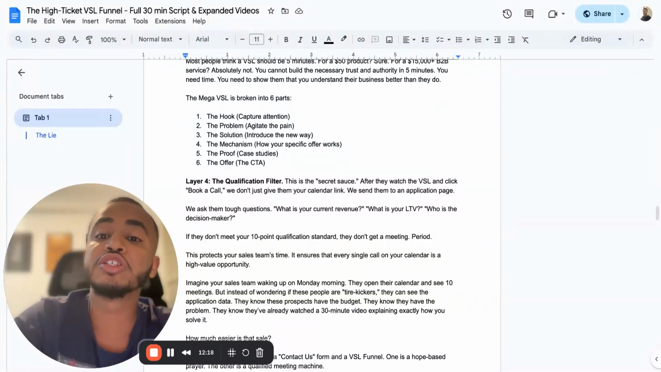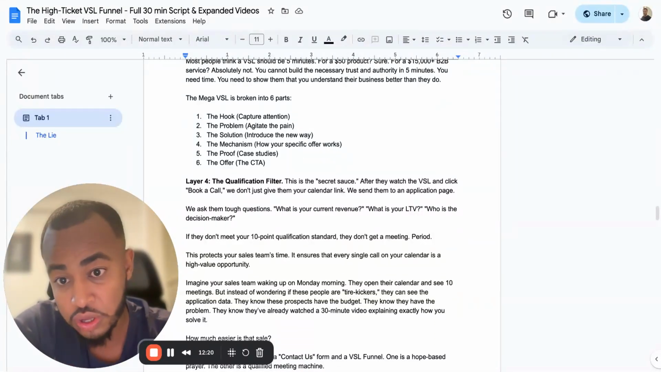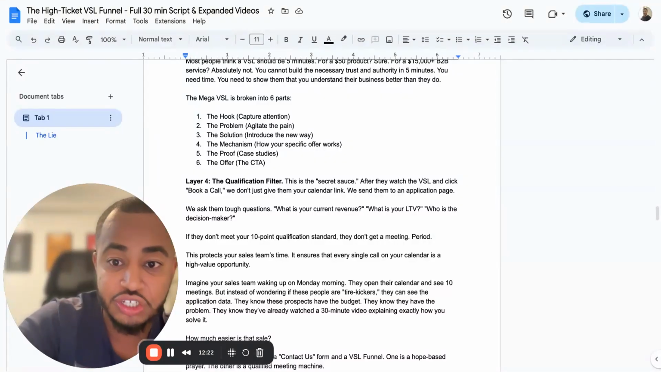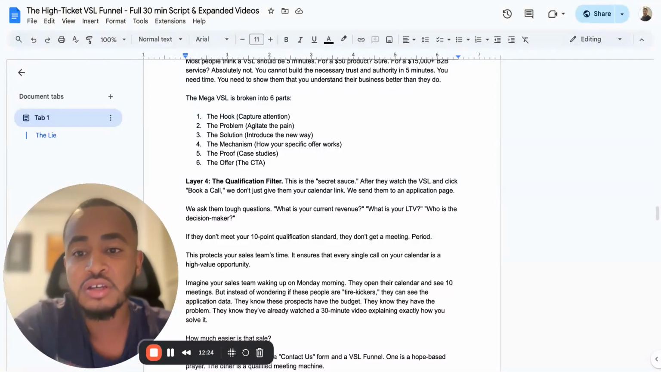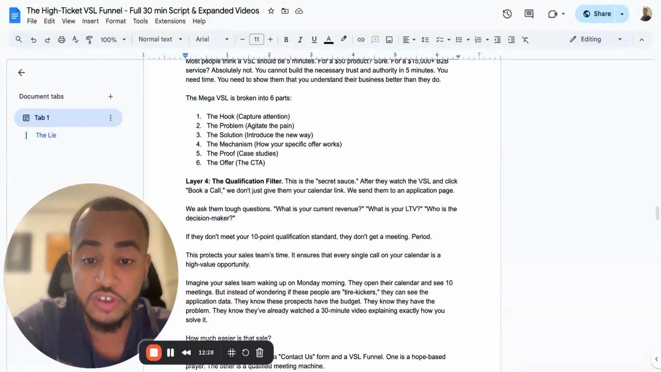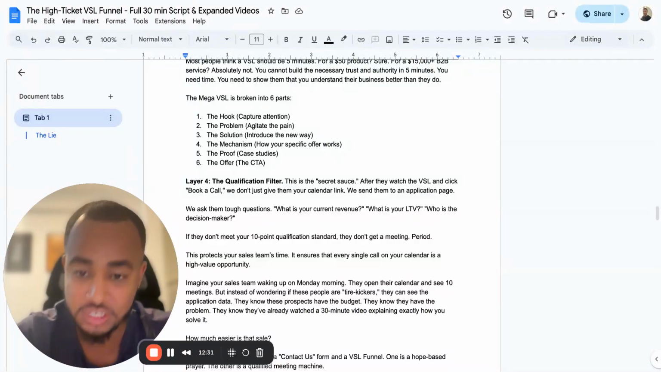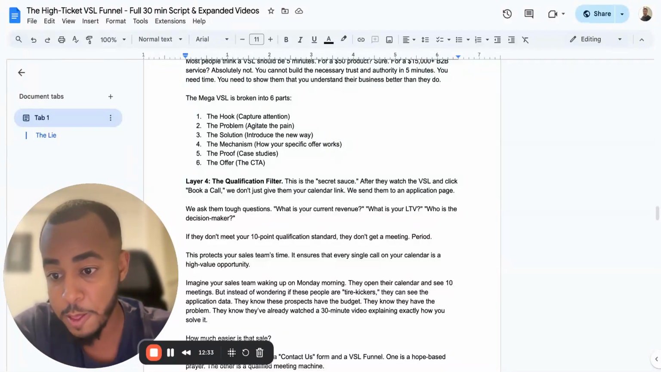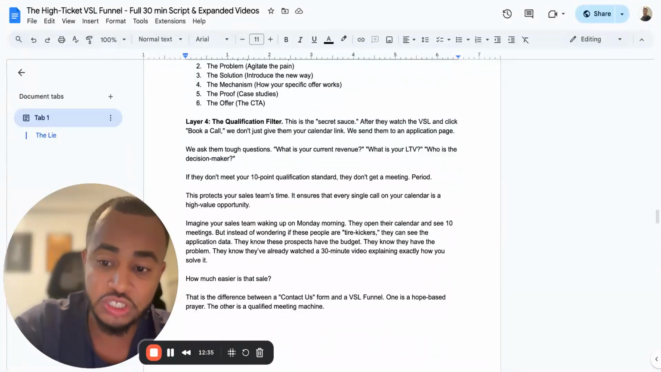The mega VSL is broken into three parts: the hook, which is capturing the attention; the problem, agitate the pain; the solution, introduce a new way; the mechanism, how your specific offer works; the proof, the case study; the offer; and the CTA. We will do it like this.